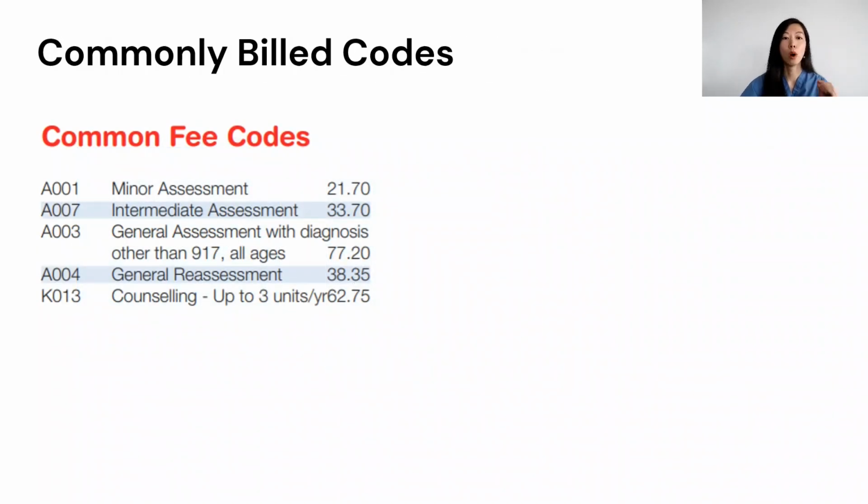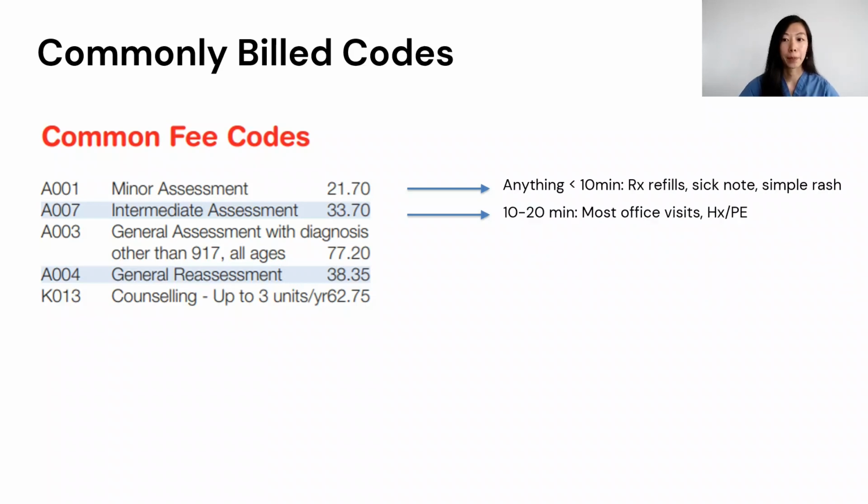So let's talk about the most commonly billed billing codes in family medicine. Your A001, that's basically anything less than 10 minutes: prescription refills, if you provide a sick note or something, a simple rash, things like that. Your A007 is anything 10 to 20 minutes long. So this is most of your office visits, doing your history and your physical exam.